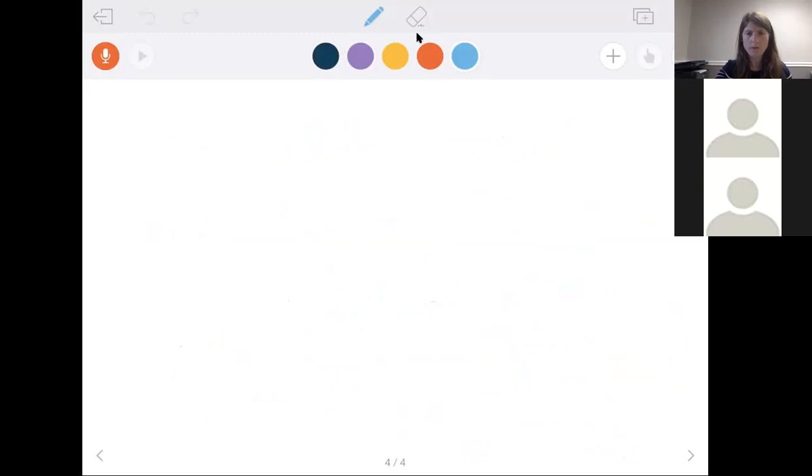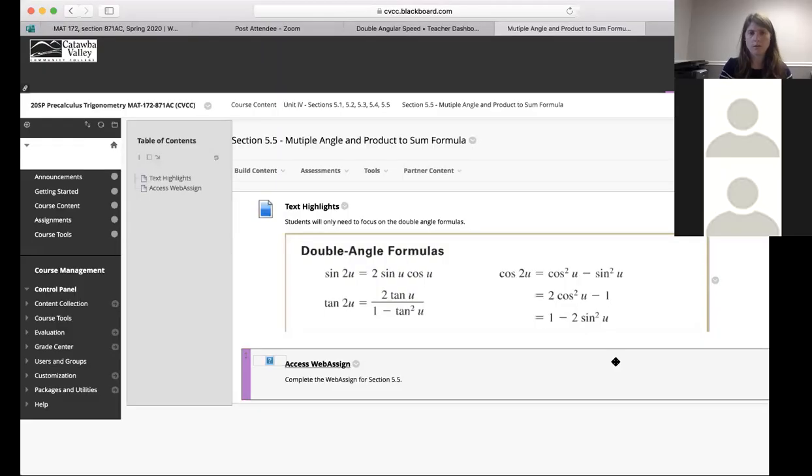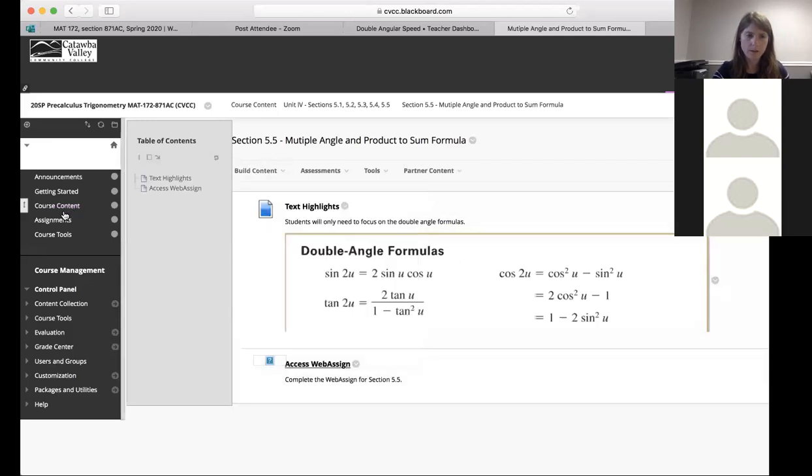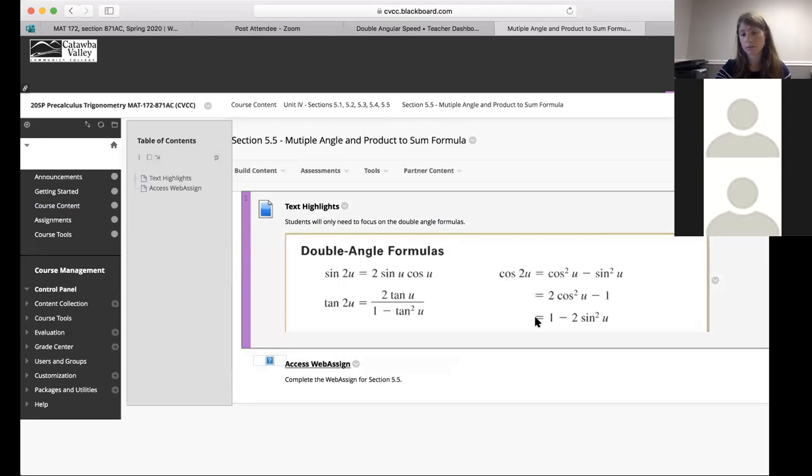I'm going to stop this share and share my Blackboard page. Here, I clicked into our course content, our Unit 4 and section 5.5. This is the screenshot from your textbook for your double angle formulas. Notice we have sine 2u, cosine of 2u, with the 3 different versions for cosine of 2u, and then the tangent of 2u. I'm not going to spend too much time on the tangent, but the idea is the same. If you go back to the tangent of u plus v, substitute u in for v, you get the double angle here.